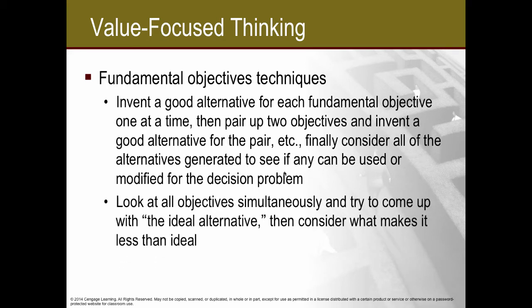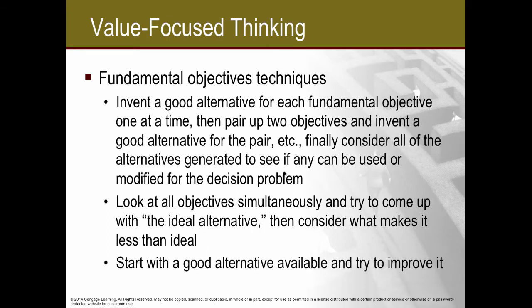And look at the objectives simultaneously and try to come up with the ideal alternative, then consider what makes it less than ideal, right? So basically, look at different objectives at the same time, find the ideal alternative, and find out why you cannot reach that ideal alternative. Start with the good alternative available and try to improve it. Basically, we don't usually have many alternatives, right? You have to just find the best one that you know is a good one, and then try to improve it by adding an alternative or improving that specific one.